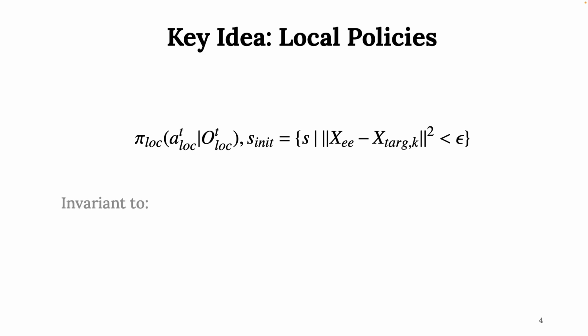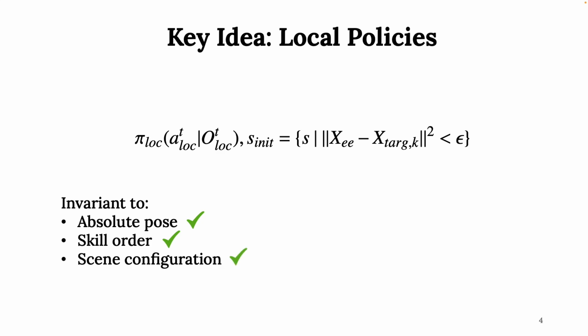These local policies have some great properties. They're invariant to absolute pose because they only care about the relative positioning of the hand and the object. They're invariant to skill ordering since we can use motion planning to take care of the chaining problem. I'll talk about this in more detail later. And finally, and most importantly, they're invariant to the global scene configuration because they only care about the local region around the object, which means it's much simpler to generate data for them at scale. The core idea of ManipGen is that these local policies enable us to scale learning for manipulation in simulation and transfer it to the real world in a modular structure to solve a wide variety of different tasks.